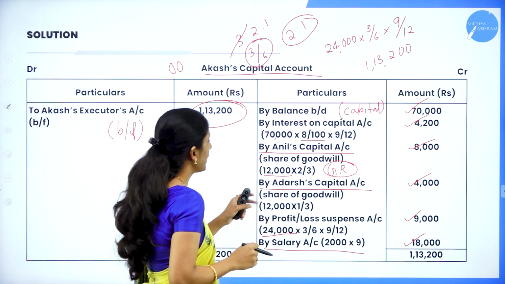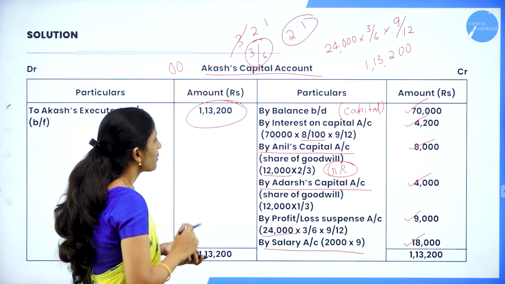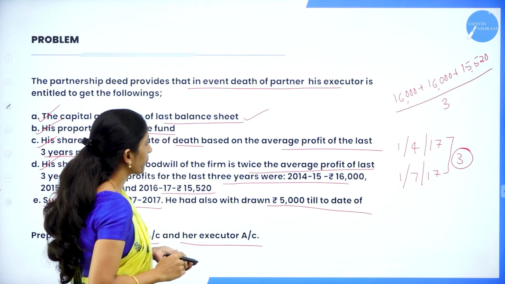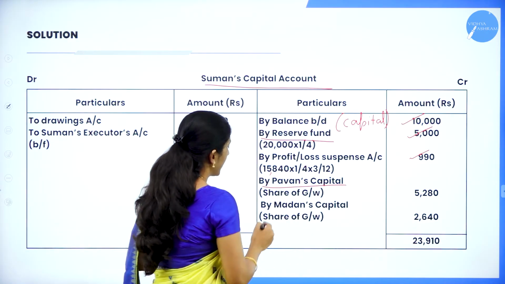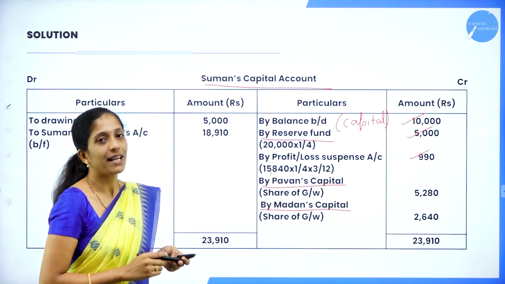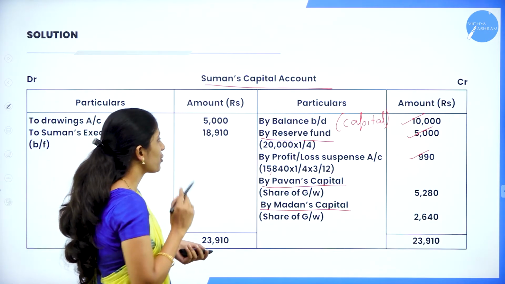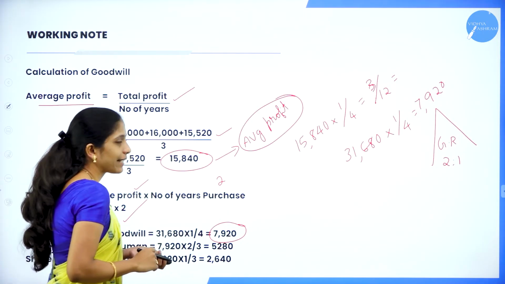So how to calculate? You already know the entry. So what is the entry? The entry will be: by Pawan's capital account debit, by Madan's capital account debit, to Suman's capital account. So we have to distribute that goodwill. Now go through the calculation here.